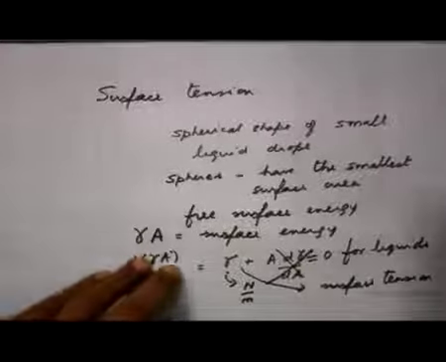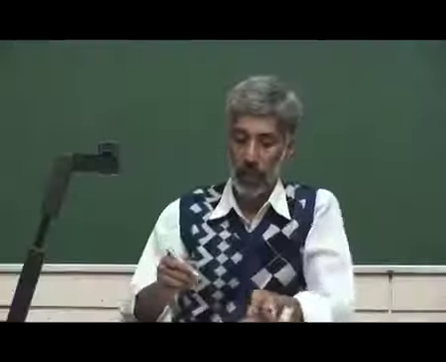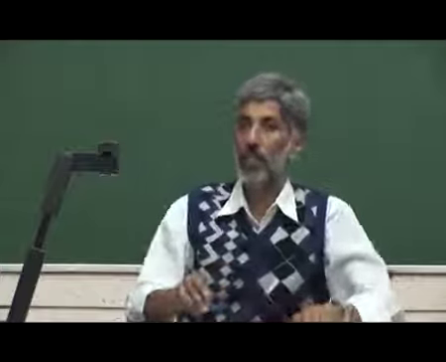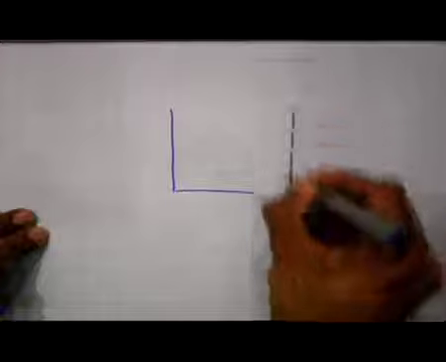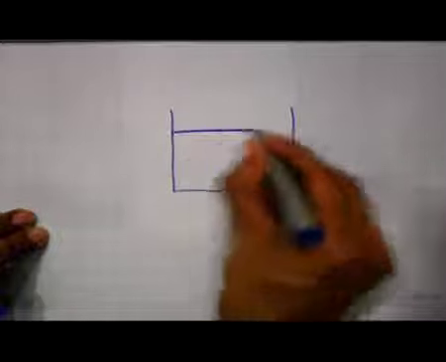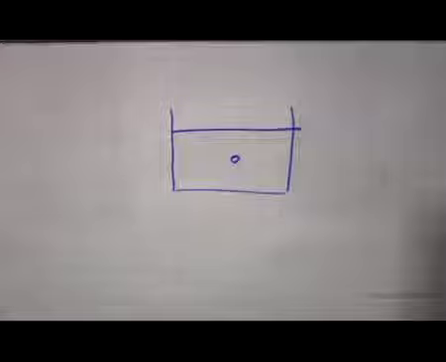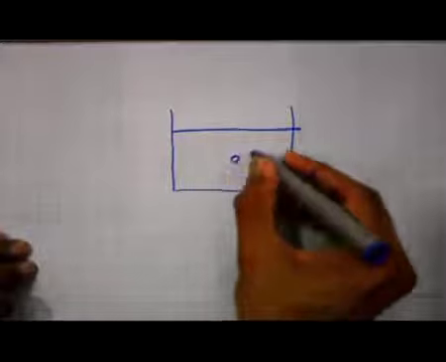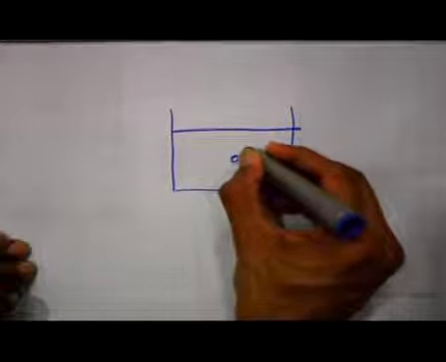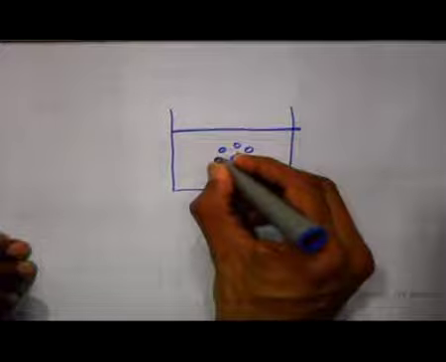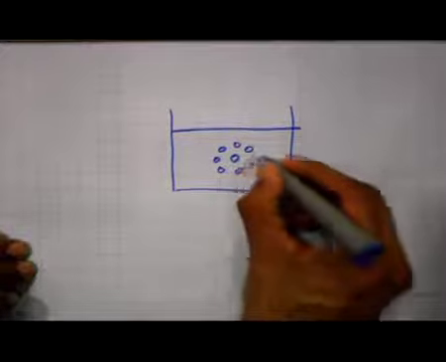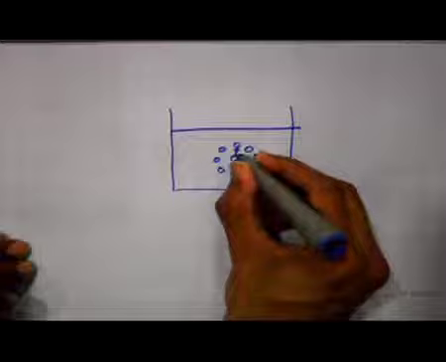Now, how does this thing arise? It is easy enough to understand how this arises if you look at the kinetic molecular model. In the kinetic molecular model, we have a liquid, and we have a molecule here. If you are in the bulk, you have molecules all around it, which attract this molecule.